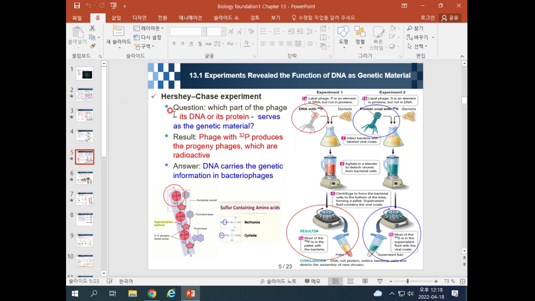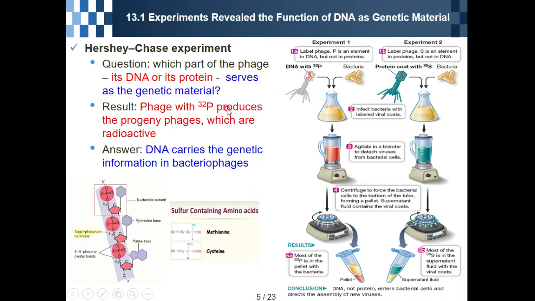So based on this experiment, the result is that phage with P32 produced progeny phage which are radioactive. So the answer was that DNA carries the genetic information in the bacteriophage. Based on this experiment, DNA, not proteins, enters the bacteria cell and directs the assembly of new virus. So DNA carries genetic information in the bacteriophage, like this.